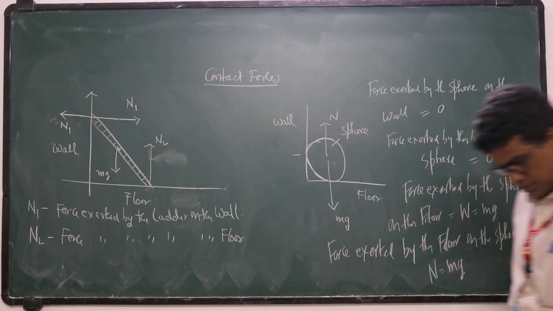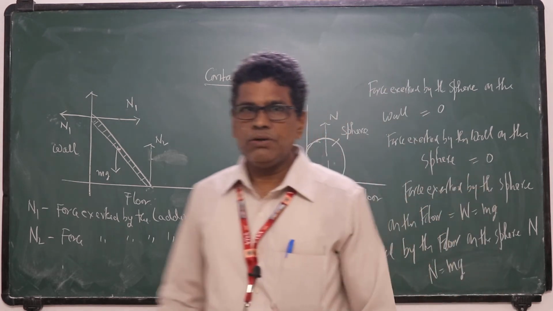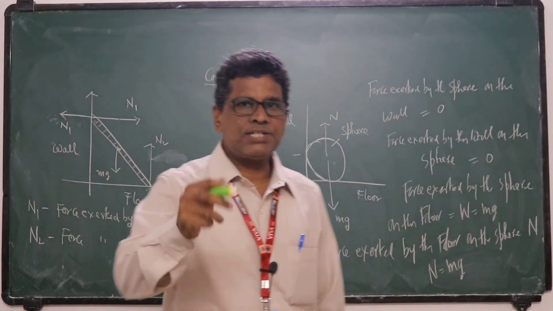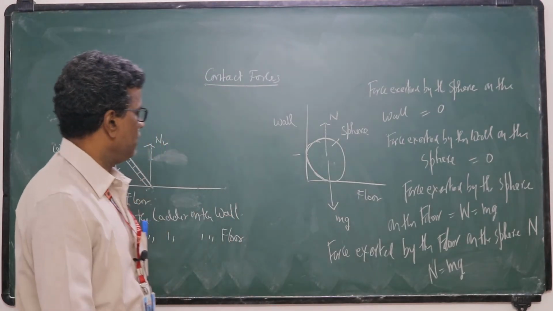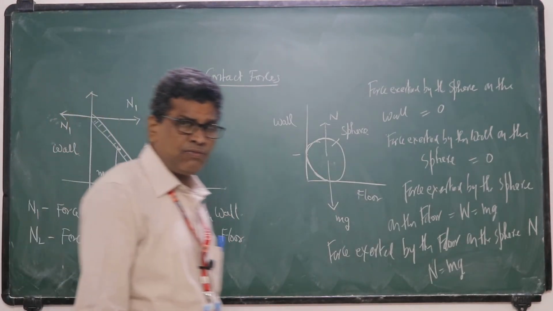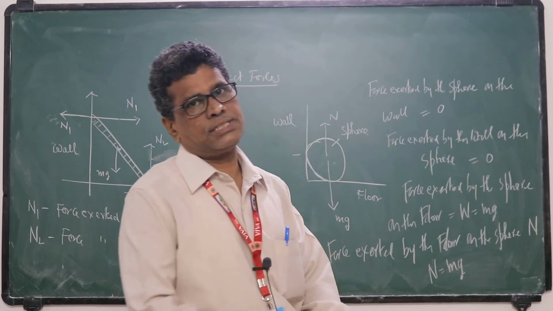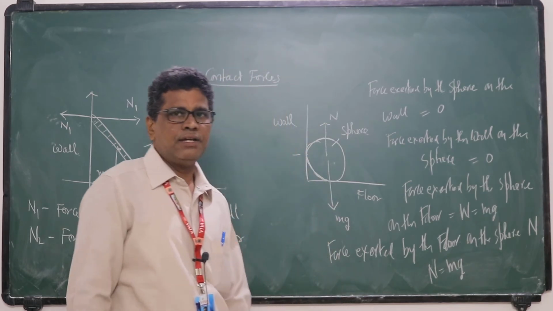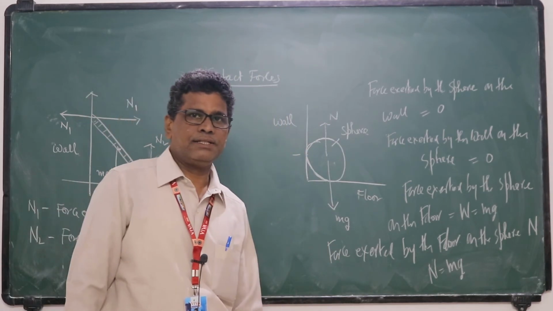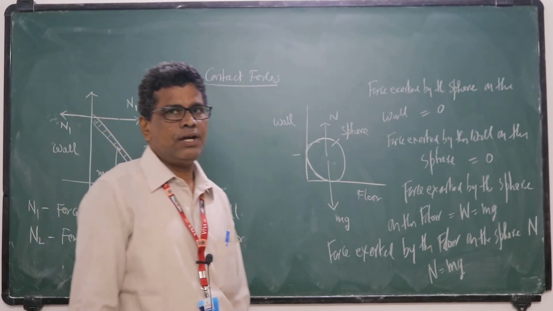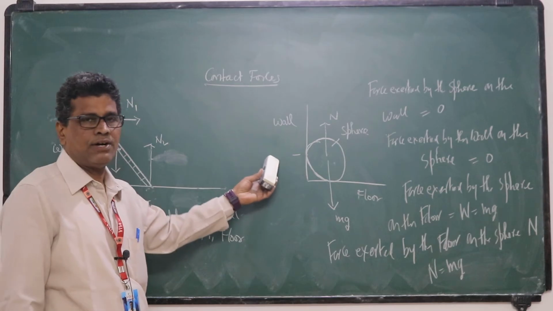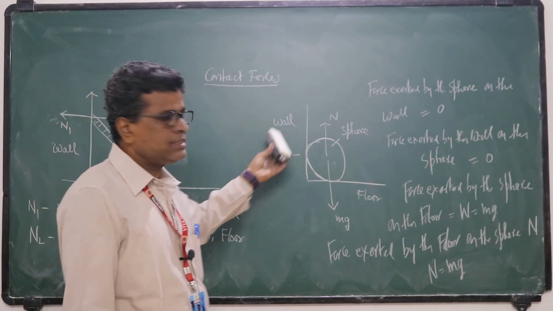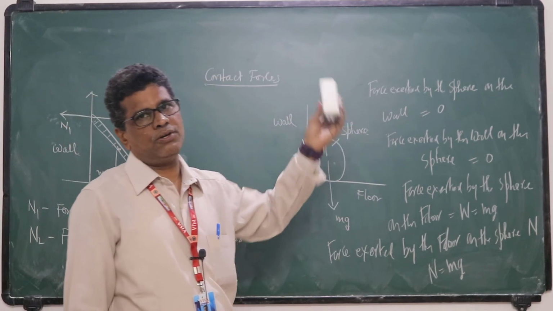Clear? So these are a few examples which help us understand what a normal reaction is. This arises because of contact forces. Because of physical contact, it arises. That is the origin of this force. According to Newton's third law, if a body exerts a force on another one, the other body exerts the same amount of force on the first body.